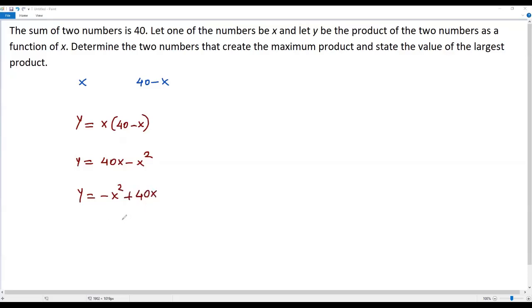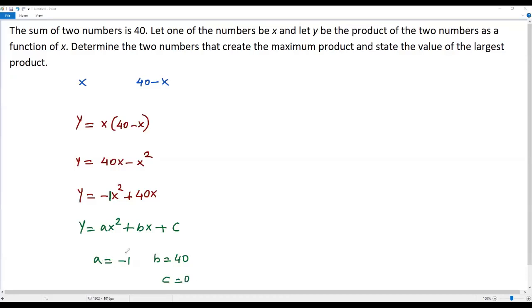Because I'm writing the quadratic function in general form, the general form of a quadratic function is y equals ax squared plus bx plus c. Comparing this and this, what value do I get for a? a is the coefficient of x squared. In our problem, in front of x squared there is no number, so we assume there is 1. Then the value of a is negative 1. The b is the coefficient of x, which is 40 in our problem. And the value of c is 0.